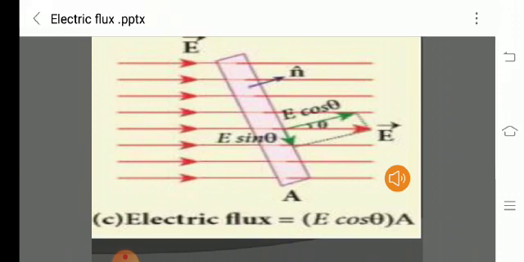Okay students, here we consider this plane making the angle θ, which is also indicated by the green color. The horizontal component is resolved as E cos θ, and the vertical component is resolved as E sin θ. This E sin θ component is parallel to the area, so it does not contribute. So the component of the electric field along the normal of the plane is E cos θ, and the electric flux is calculated using the formula E cos θ into A. So these are the cases of electric flux when the element is placed in a uniform electric field.